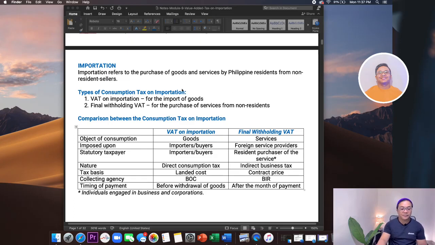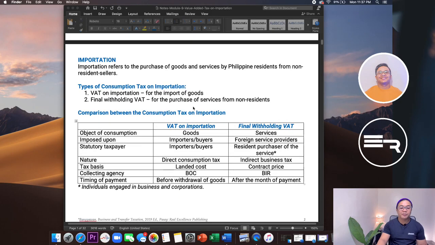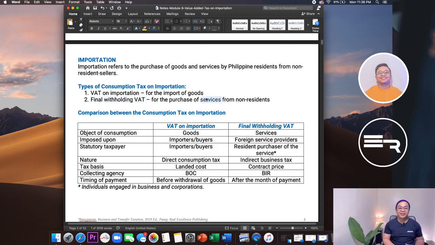Types of consumption tax on importation. What are our consumption taxes here? VAT on importation for the import of goods, and final withholding VAT for the purchase of services. If it's goods, it's VAT on importation, or VAT, paid directly. Final withholding VAT is for services. That's the only distinction.